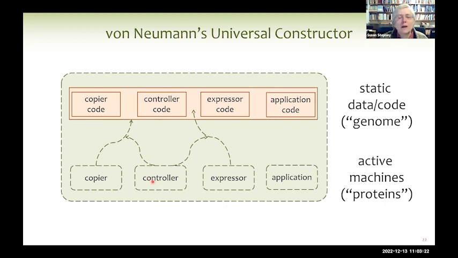Then in the von Neumann architecture, there was a controller which controlled when copying and expressing happened. And then you could have an application or payload, which is something you have there for the system to actually do something rather than just copy itself. The analog here is that the static part is the genome and the active part is the proteins.